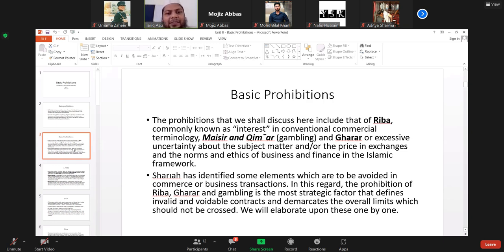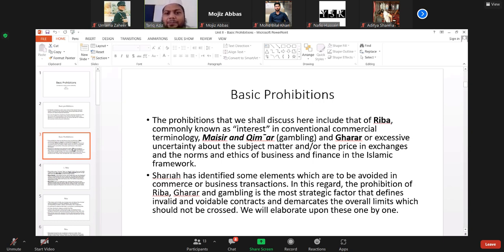The second and third things that we will discuss are masir, qimar, and gharar. Masir and qimar are related terms, and roughly we can translate masir and qimar as gambling. Speculation also comes under this category. So masir and qimar can roughly be translated as gambling and speculation. Then the third thing that we will discuss is gharar.